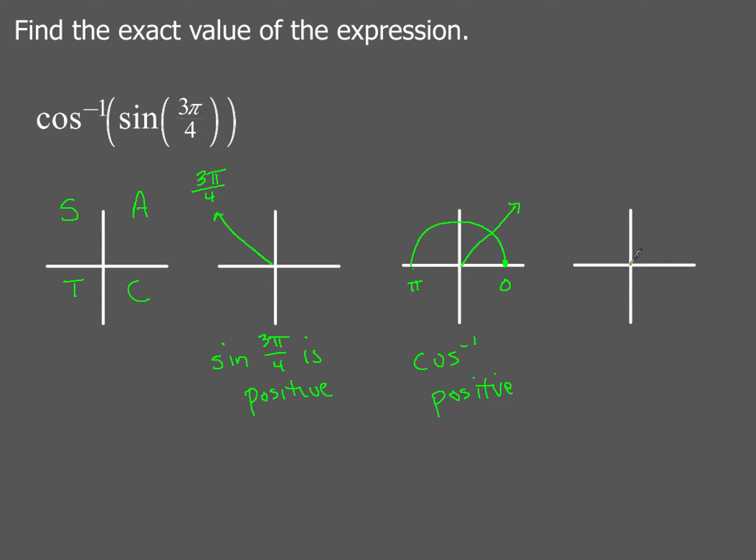So here's how we come up with our answer. First, we're going to go ahead and draw the 3 pi over 4. So we're moving on to our last piece right here. 3 pi over 4 is there.